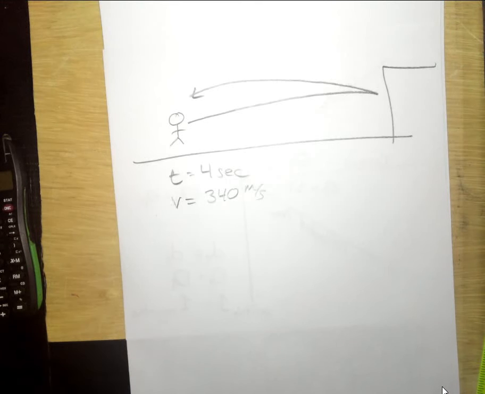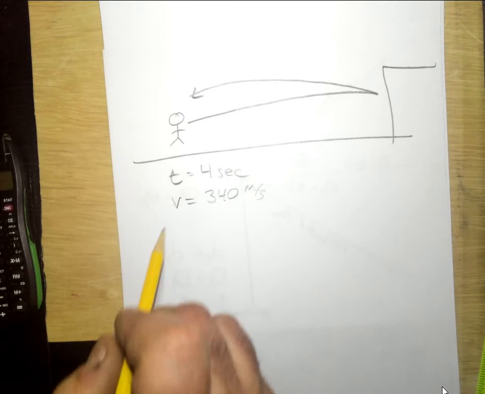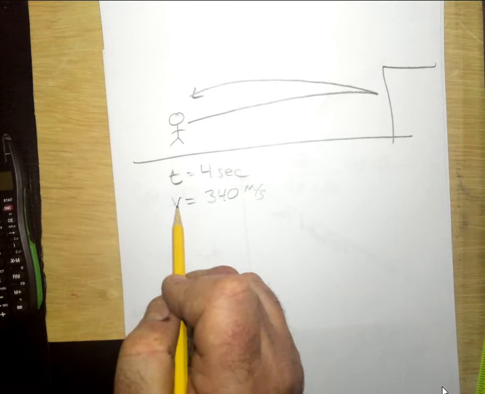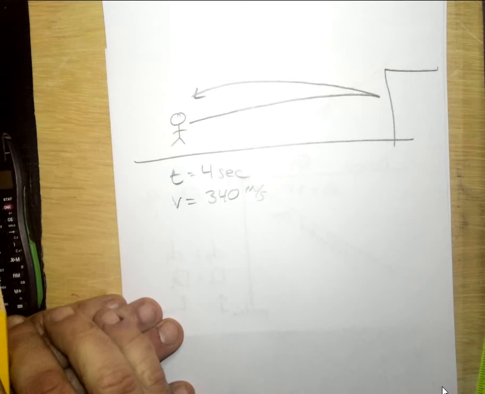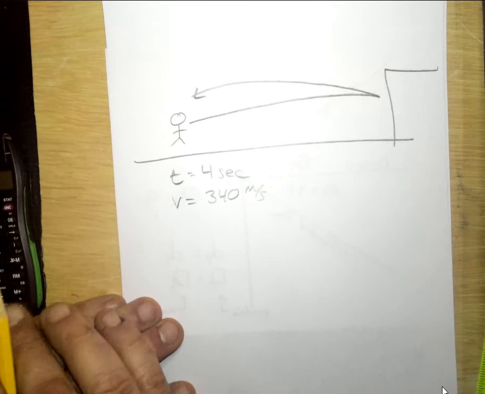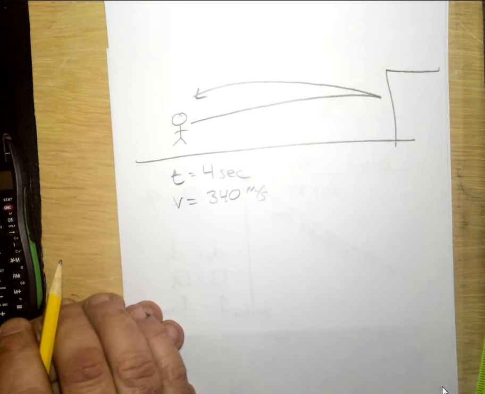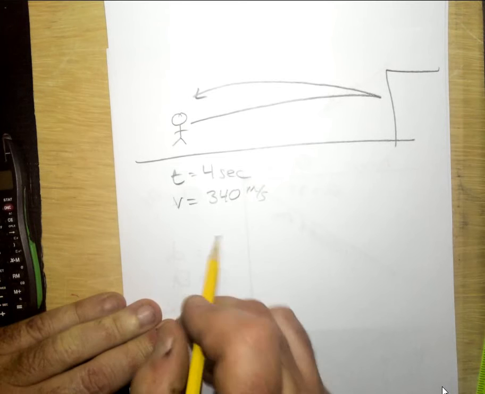Now, that's just kind of a typical average. As you heat up the air, as you make it more humid, as you go to higher elevations and it gets thinner, you're going to have different numbers, but 340 is a common number for it. Okay, so we have the time of travel. We have the velocity as it travels. We want to know something about the distance. Now, the question here is asking us for the distance to the cliff.